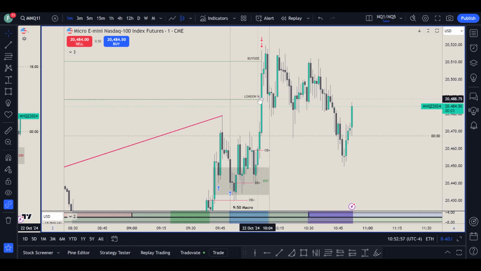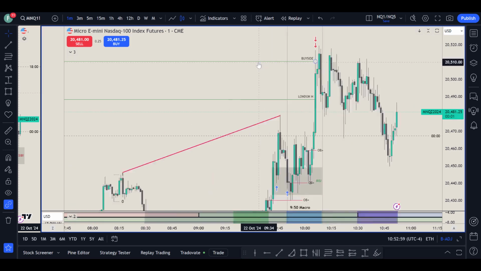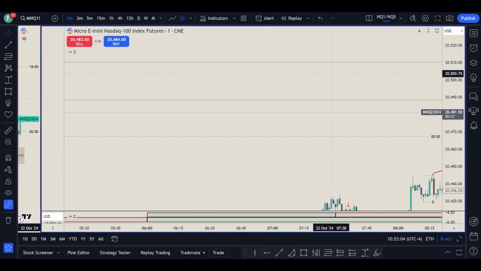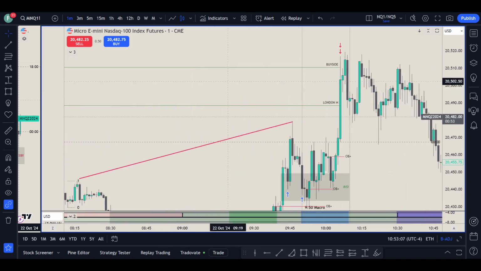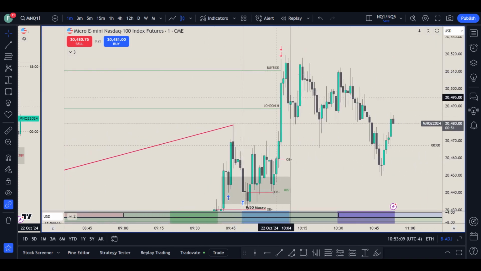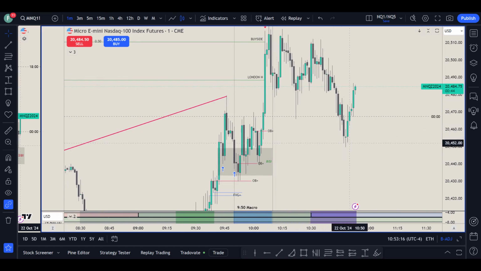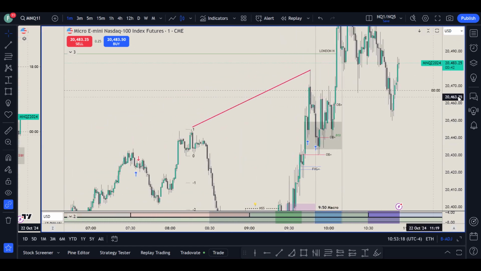I take out London highs here, and then I take my final contract at this random buy side target here. It's not a time-based buy side target, but it's just a swing high. So I take my final contract there, and you can see price makes its high at 10:06, and then comes lower. Okay, so that is the trade.